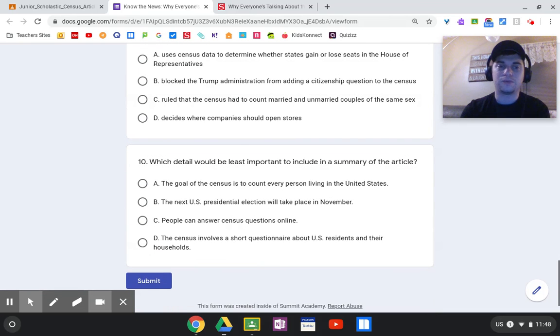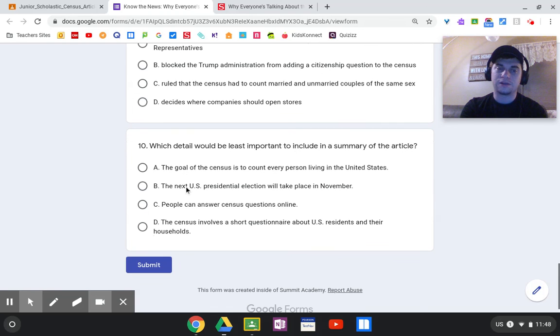And last one here, which detail would be least important to include in the summary of the article? Again, the wording here is very critical, so make sure you're reading this carefully. Which detail would be least important? Not most important, but least. So just go through the options here. Again, try to think of which of these details could you leave out and the article still makes sense.